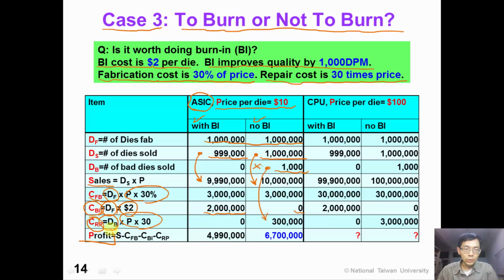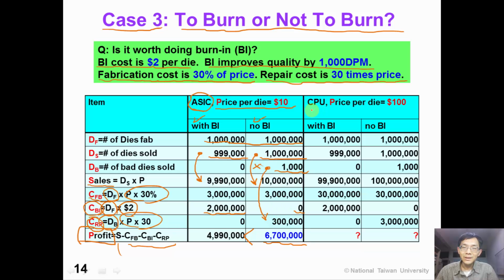At the bottom line, we can see that the profit is equal to the number of sales minus all the cost. We can clearly see that the winner is no burning. This is because this ASIC is very cheap. So the burning cost is too much for this ASIC product.